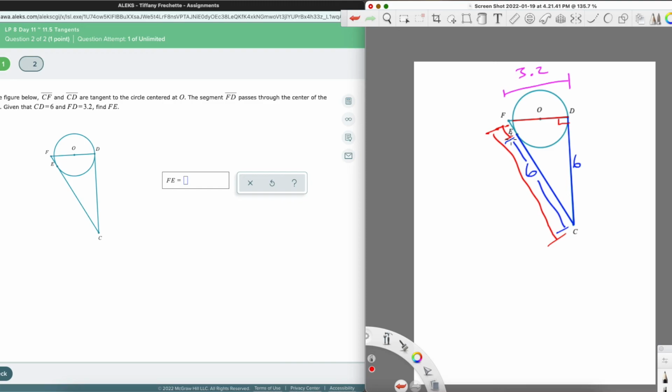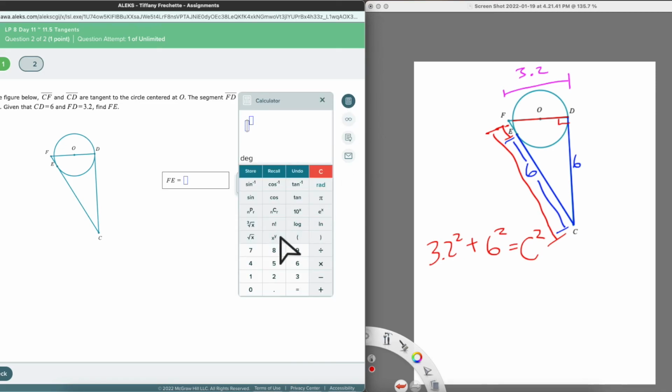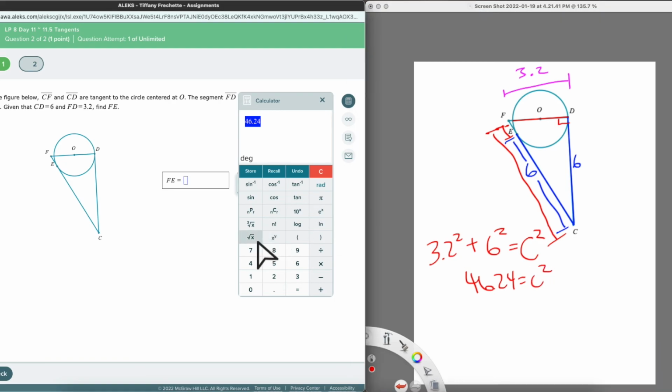So let's go ahead and do our Pythagorean theorem. So we have a squared plus b squared equals, and I'm just going to put c squared on there instead of using a question mark again. So I have 3.2 squared plus 6 squared, which is 36, but I'm just going to type in 6 squared. So I'm going to hit equals. So it's 46.24. That's c squared. So I need to take the square root of this. So it's 6.8 equals c.